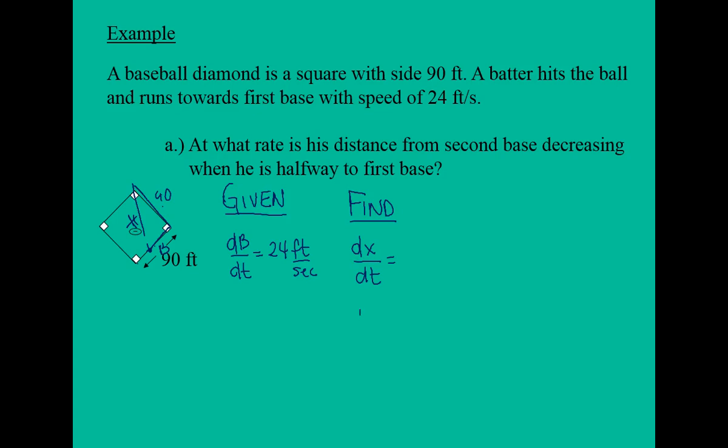So when are we trying to find this? Well, it says when he is halfway to first base. So B would equal 45. The distance from the batter to first base, if he's halfway, would be 45 feet. So let's look at our equation.